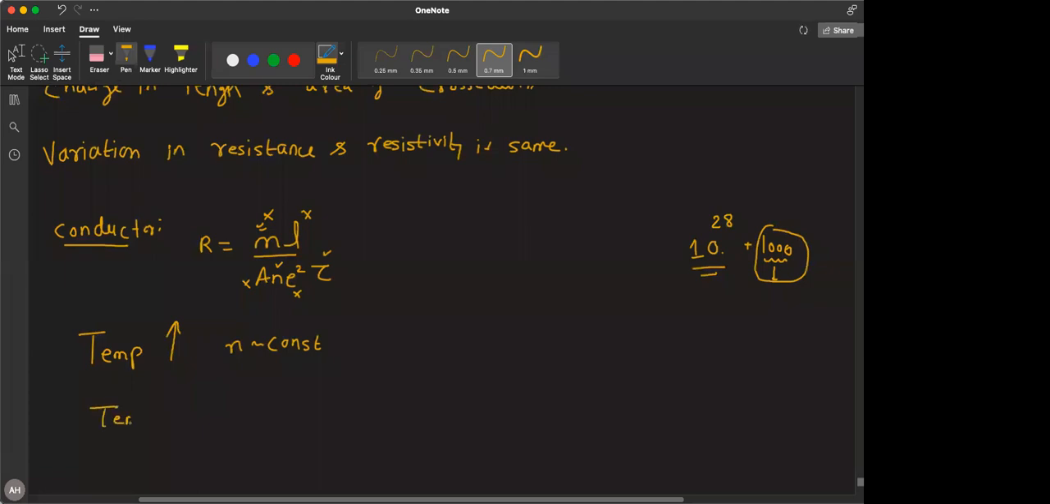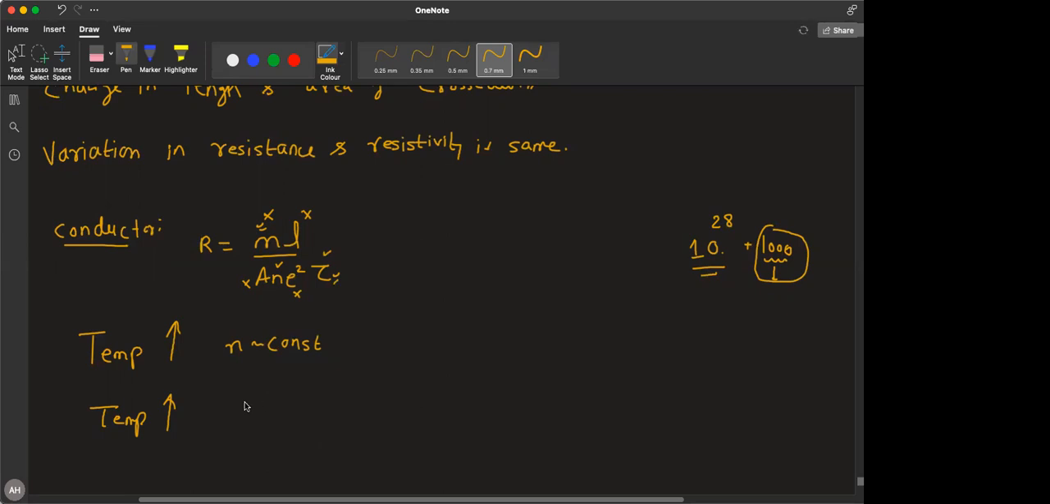But if I increase temperature, what happens with the relaxation time? We discussed this while discussing drift velocity. Saifullah, what happens when we increase temperature? What happens with the relaxation time? It remains constant, increases, or decreases? What happens with the relaxation time?